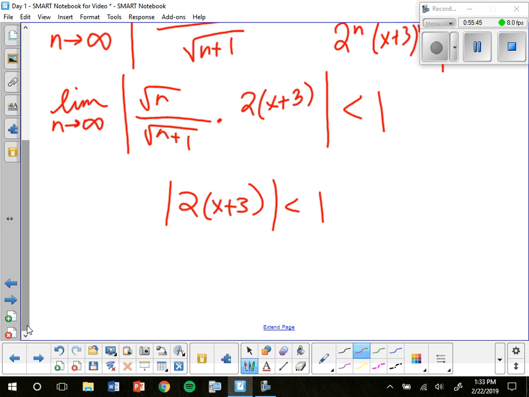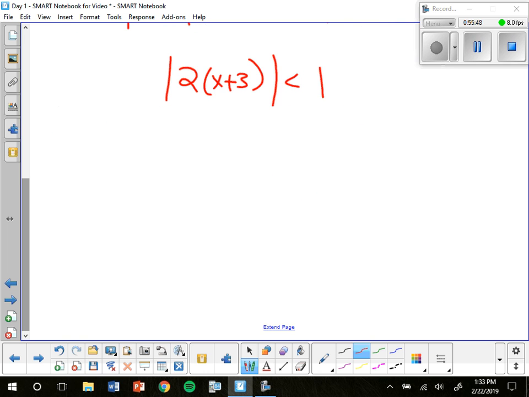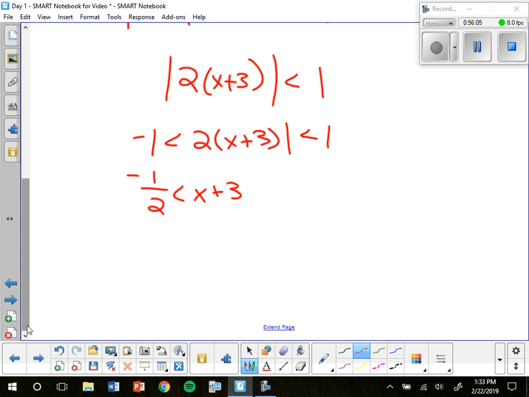What do I do to get x by itself? Drop the absolute values by putting it between -1 and 1. What do I do next? Divide by 2. And subtract 3. So what is -1/2 minus 3? -7/2. And 1/2 minus 3. -5/2. So this definitely converges over some interval.